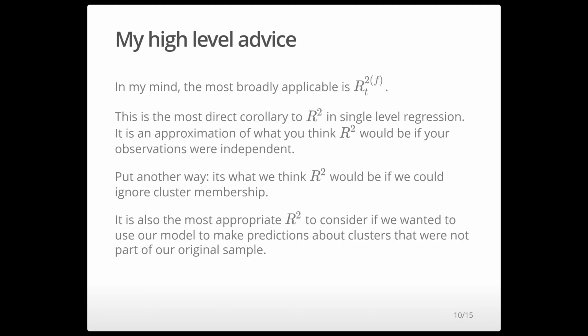So if we fit a model by using 100 different people, and then we want to use our model to make a prediction about what a 101st person might look like, we would want to use the model based on the fixed effects. And so the R squared FT would be the one that would give us a hint as to how much explanatory power our model might have about this next person.